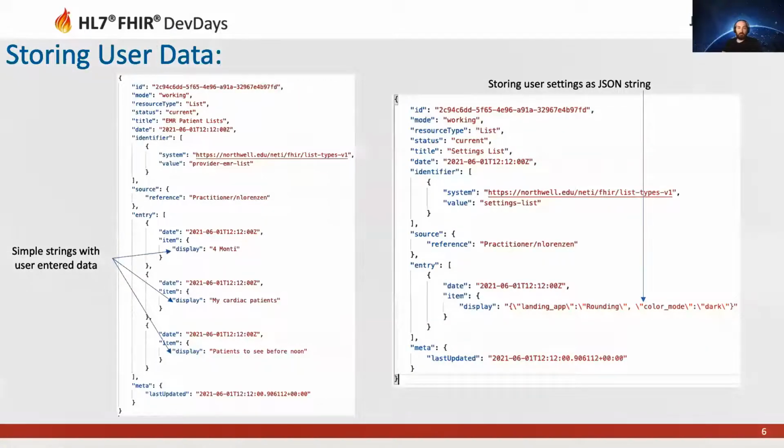So one example, this is a real world example here. Obviously it's been scrubbed and anonymized, but this is used in production today. We use the list resources to store user data, right? In this particular example on the left right here, we have a very simple list. This is called an EMR patients list. And at Northwell, we have an EMR that allows a particular provider to create lists of patients that they work off of on a day-to-day basis.